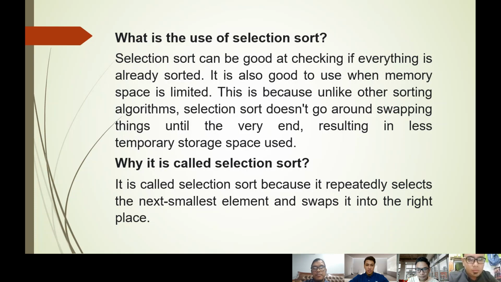Why is it called selection sort? It is called selection sort because it repeatedly selects the next smallest element and swaps it into place.